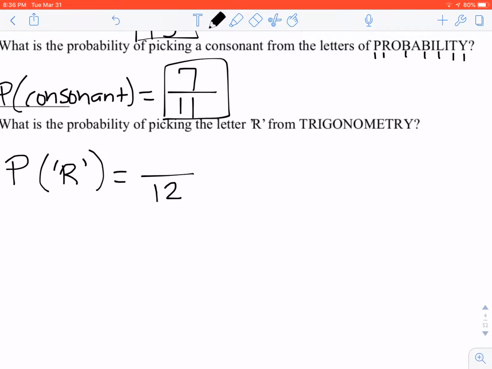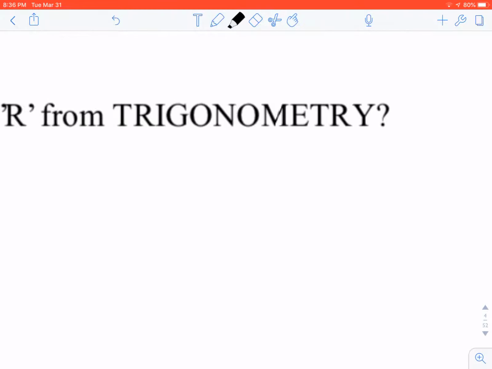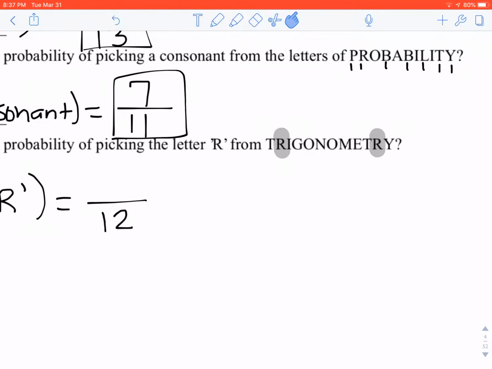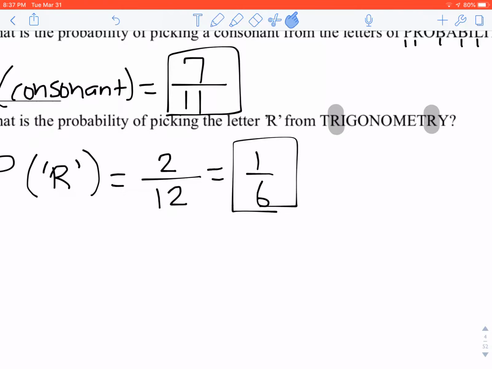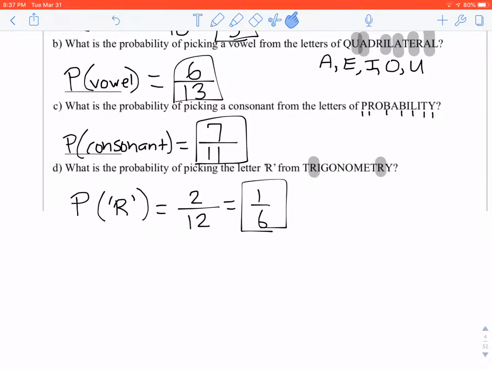You are looking at how many R's are in the word. So there's an R here. There's an R here. Okay, so if you highlight, underline, make a mark. Okay, there are 2 R's. So that 2 over 12 reduces to 1 over 6. Again, using your calculator. So there's a 1 over 6 chance that that could occur.